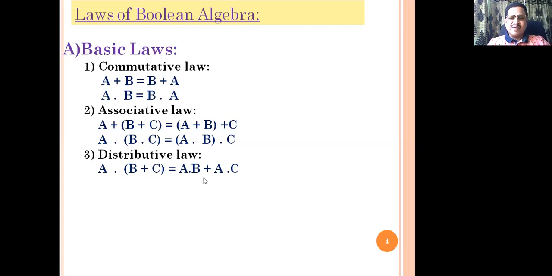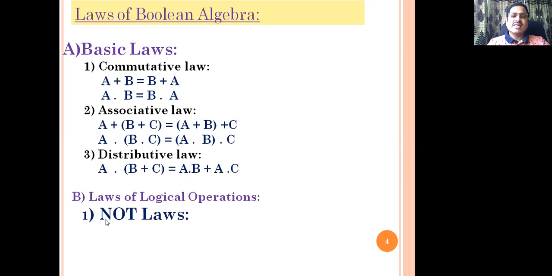But there are some special laws regarding logical operations only, such as NOT, OR, AND. These three are the basic logical operations. Let's see now. First, the laws regarding the NOT operation, called NOT laws. First one is well known to you. 0 bar equals 1, meaning inversion of 0 equals 1. Then 1 bar will be equal to 0, known to us.